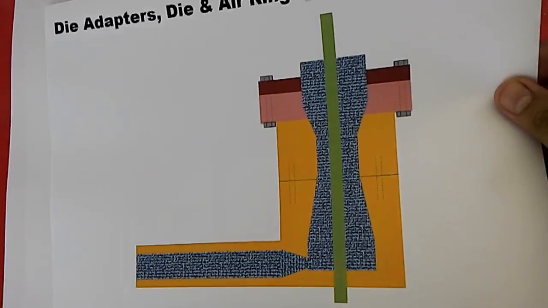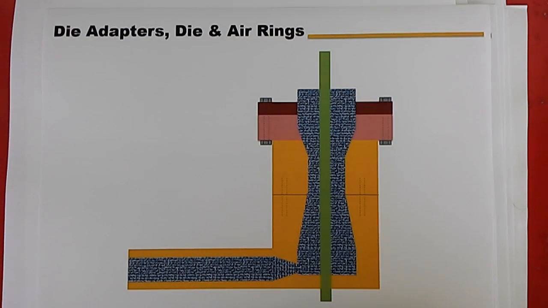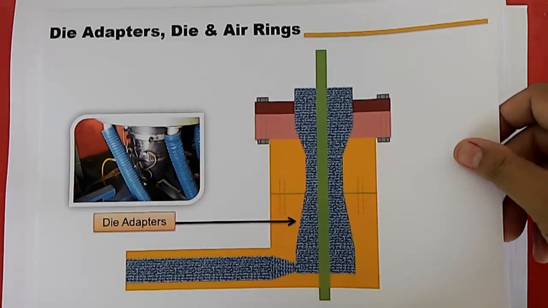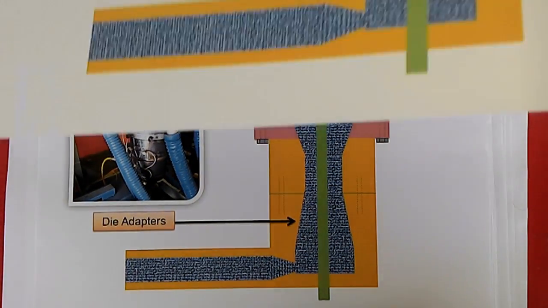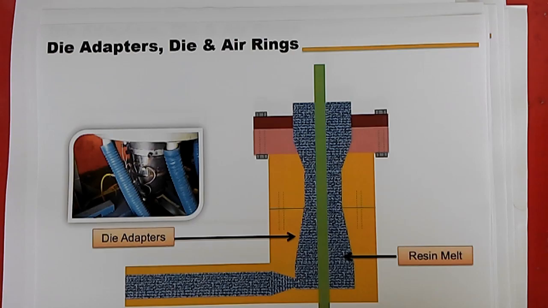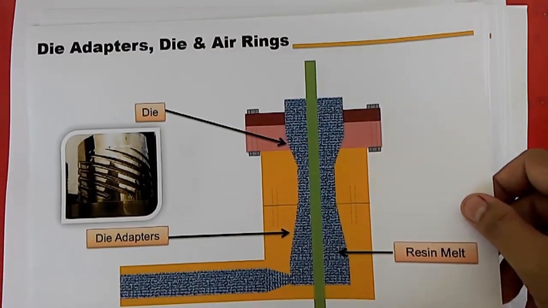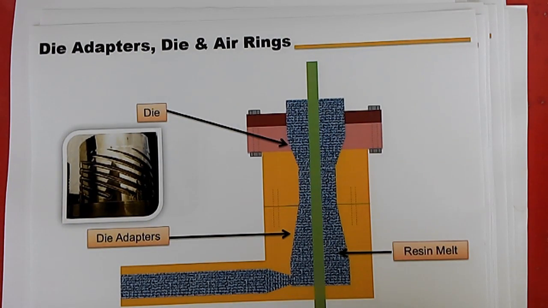The die adapter guides the resin melt from the barrel to the die as quickly and uniformly as possible. Adapter heaters keep the adapter at a specified temperature. The resin melt enters the round die. The melt is forced through spiral grooves around the surface of a mandrel inside the die.